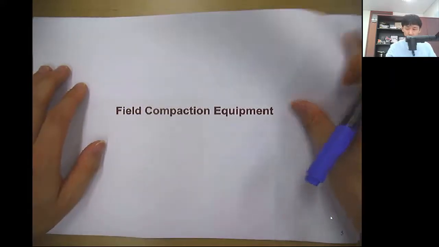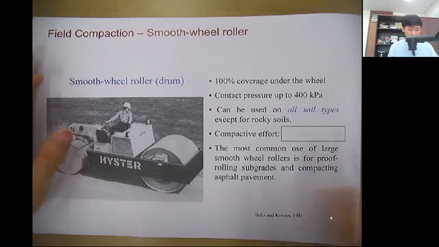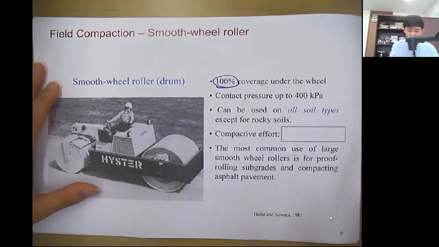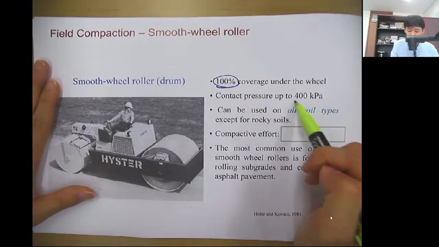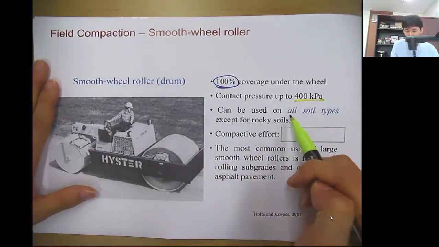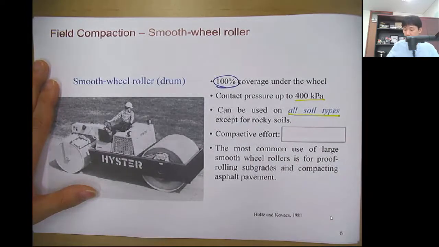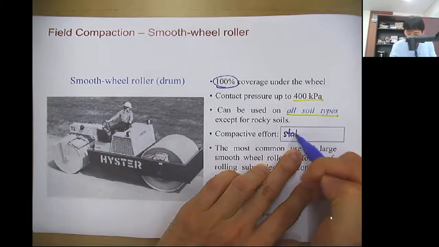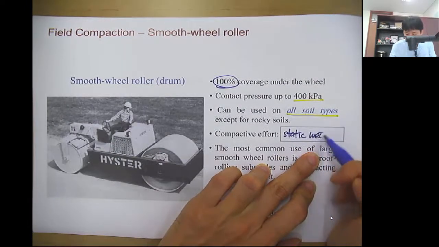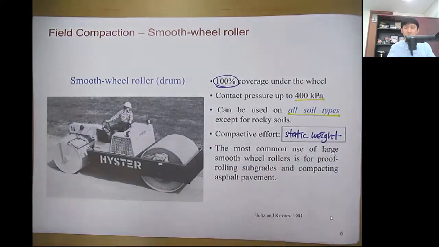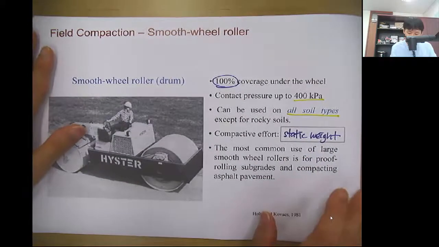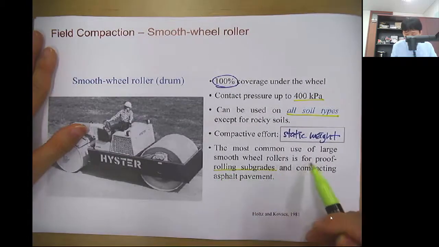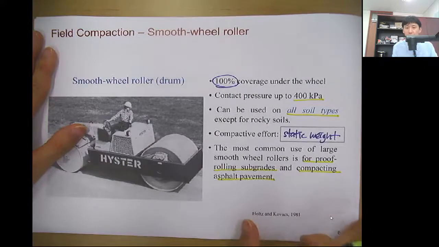So, field compaction equipment. The first one is a smooth wheel roller. It has 100% coverage under the wheel and contact pressure up to 400 kilopascals, and it can be used on all types of soil except for rocky soil. The compactive effort is static weight, because it's flat and smooth. The common use for a large smooth wheel roller is for proof rolling subgrade and compacting asphalt pavement.